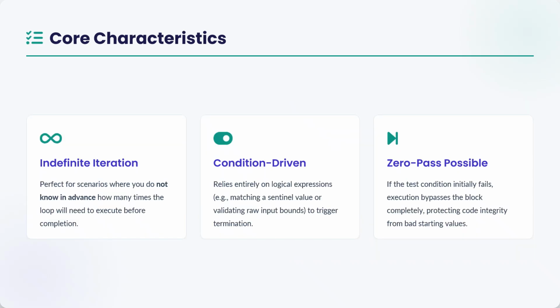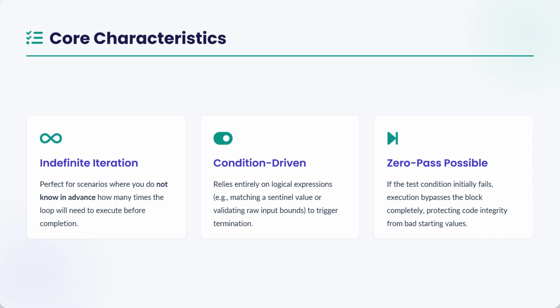What are the core characteristics of the while loop? First of all, it is perfect for scenarios where you do not know in advance how many times the loop will need to be executed before completion. For example, if we are running the loop for as many times as the number that is input is not 2, then a user can enter the second number as 2 and come out of the loop, or the user can enter 10 numbers before entering 2 and coming out of the loop, or the user can even enter 1000 numbers before entering 2 to come out of the loop.